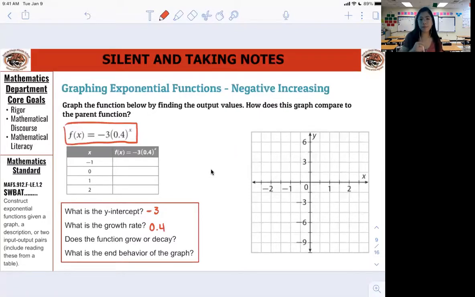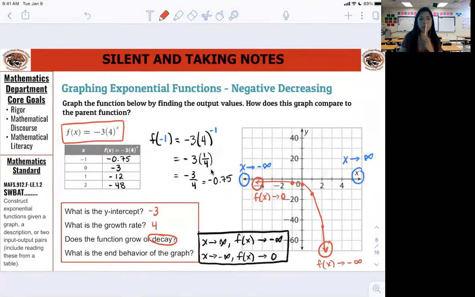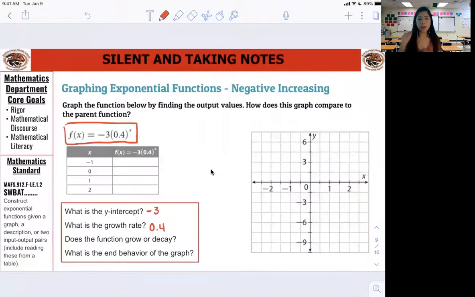Decay, because what was happening here? This one was decaying, but what was the growth rate? A positive. Okay, so it was a positive growth rate, but it ended up decaying. Why was that? Because a negative times a positive equals a negative. Right. So since the y-intercept was negative and the growth rate was positive, it ended up decaying. Well, now the y-intercept is negative. The growth rate is a decimal. So let's see what happens.